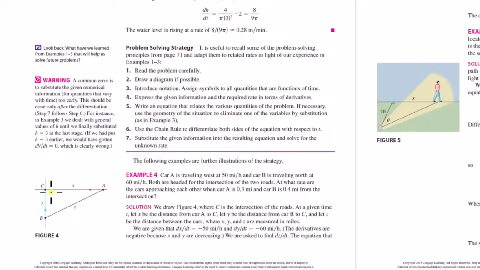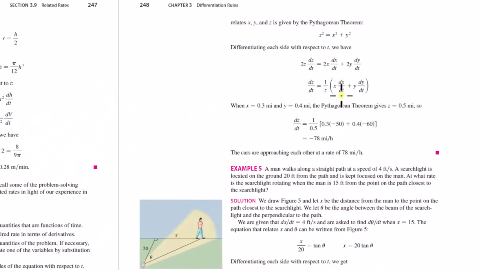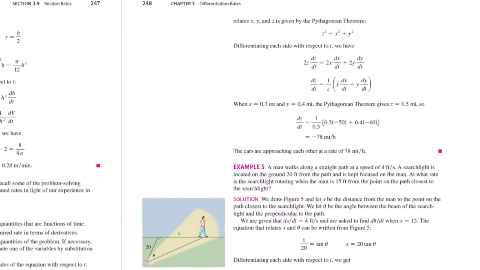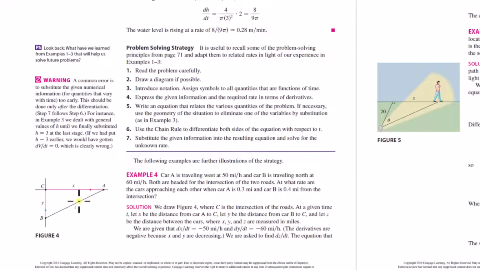And so you would say dx dt is negative, dy dt is negative, x, y, and z are positive, and that's what they plug into the formula. Negative 50, negative 60, and then just plug in x, y, and z at that moment, and you get negative 78, which makes sense, right? Because this length here is getting smaller as these two approach the intersection. Z is getting smaller. You would expect that to be negative.